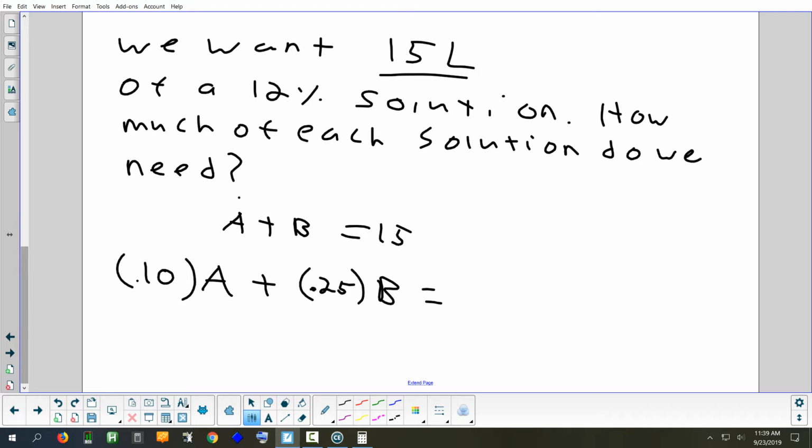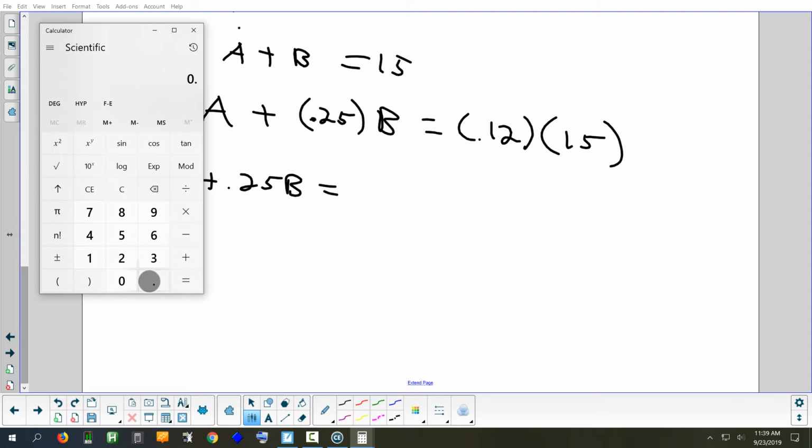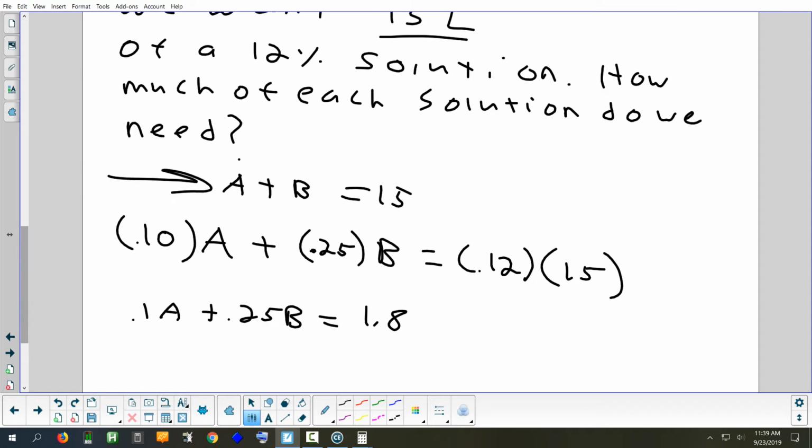And what is the final concentration they want? 12. And what is the final amount they want? 15. So usually in one of these problems, the right-hand side is a number. You can just do it out. So we're going to have 0.1A plus 0.25B equals 0.12 times 15, 1.8. Now we can do substitution for either A or B using the top equation.